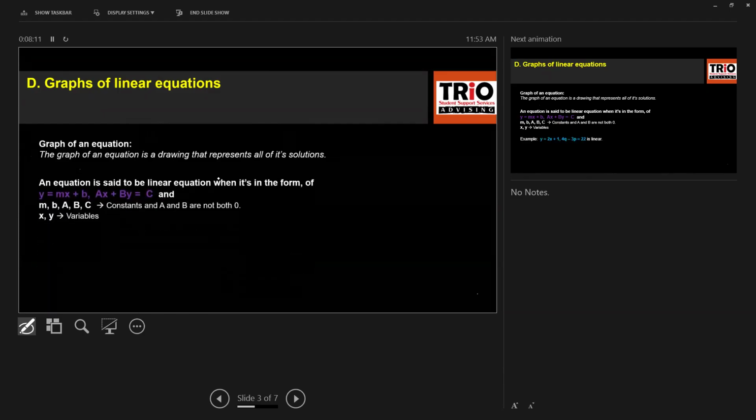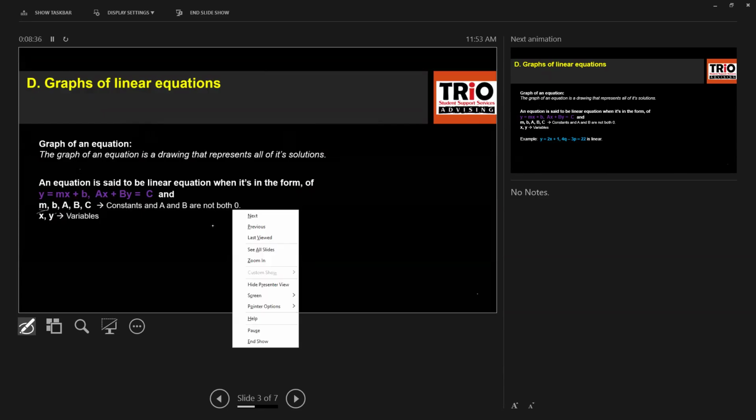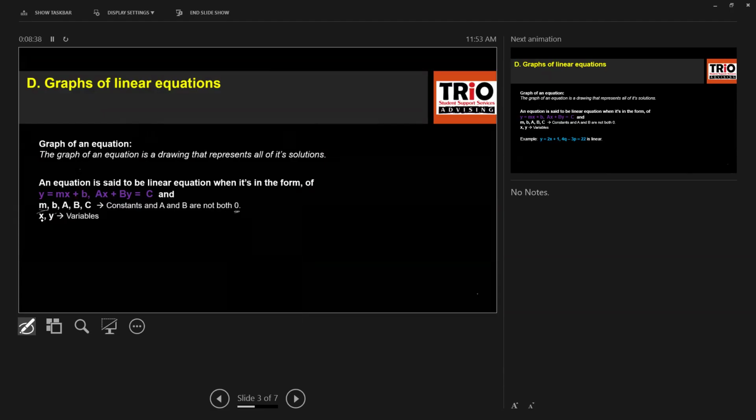So let's take an equation. It is said to be a linear equation when it is in the form y equals mx plus b, or in the form ax plus by equals c. Here m, b, a, b, and c are constants, and a and b are not both zero. They shouldn't be zero. The variables are x and y.